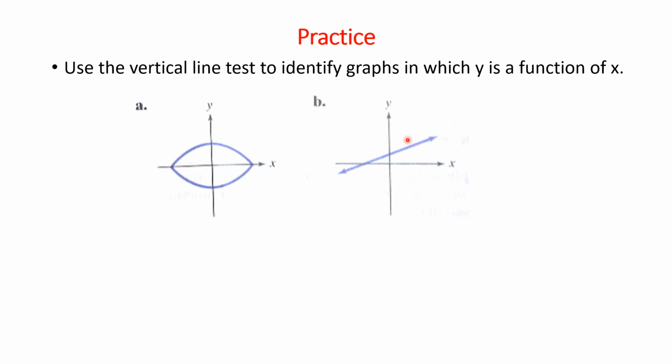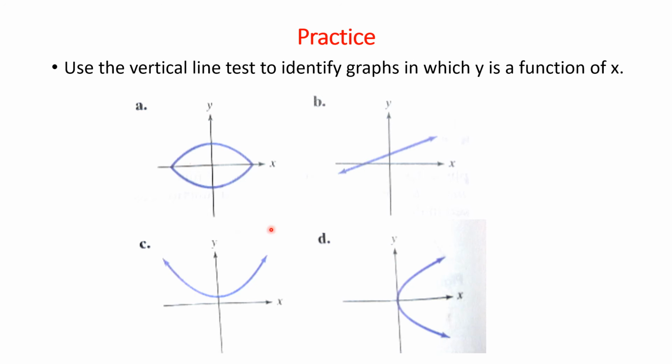This graph does not violate the vertical line test because it crosses the y-axis at 1 point only. This is also a function because the vertical line, in this case the y-axis, crosses the graph at 1 point.